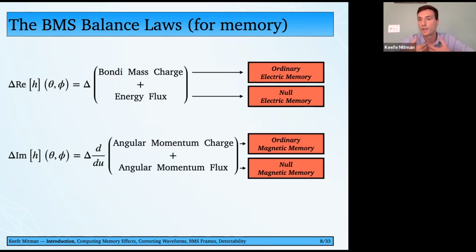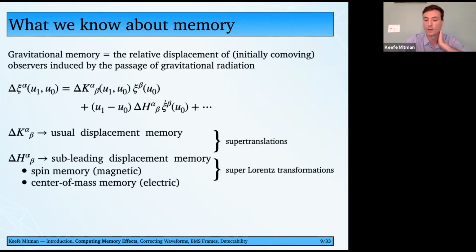Okay, so what exactly is memory physically? The most common memory we're used to thinking of is what's called displacement memory. This type of memory is the relative displacement between a series of observers that's induced by the passage of gravitational radiation. Previously, we've typically assumed that these observers have to be initially co-moving. But it turns out that if these observers have some relative velocity or even a relative acceleration, then there can be additional contributions to this displacement memory effect.